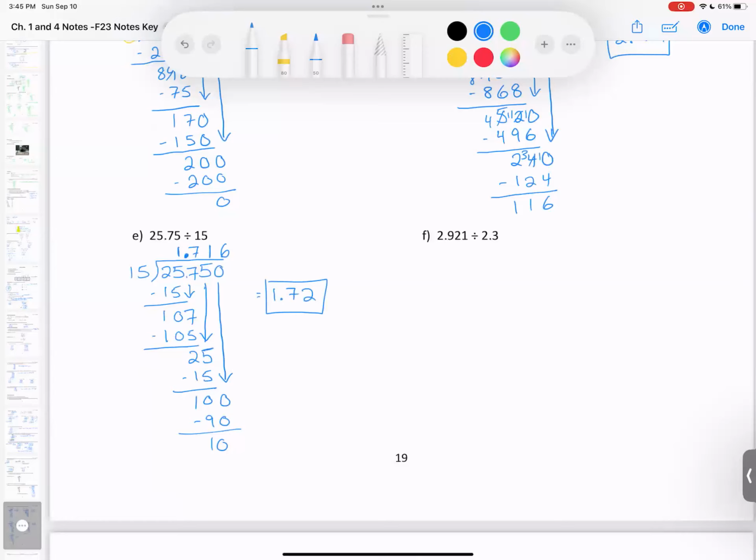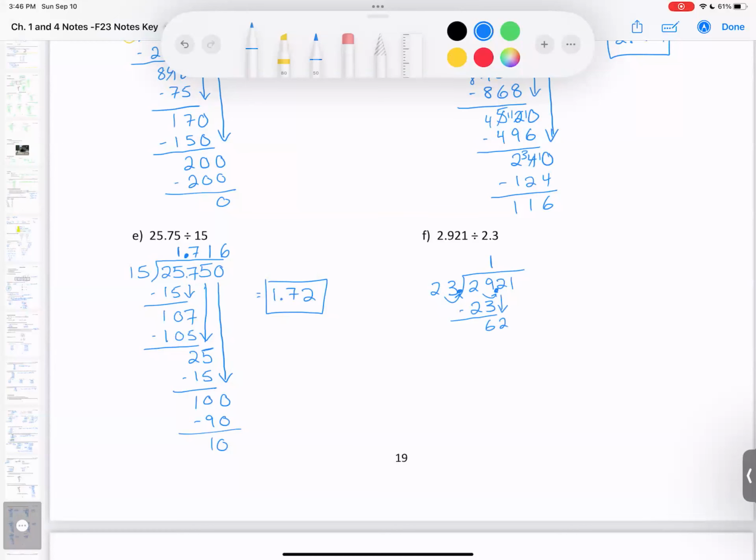All right, last one. So we've got 2.921 divided by 2.3. We're going to move those decimal places over. There's our new positions. Maybe I'll just erase the old ones so they're not distracting there. Okay. And so we've got one group of 23 can fit into 29. That leaves us with 6 left over. We can drop down the 2.